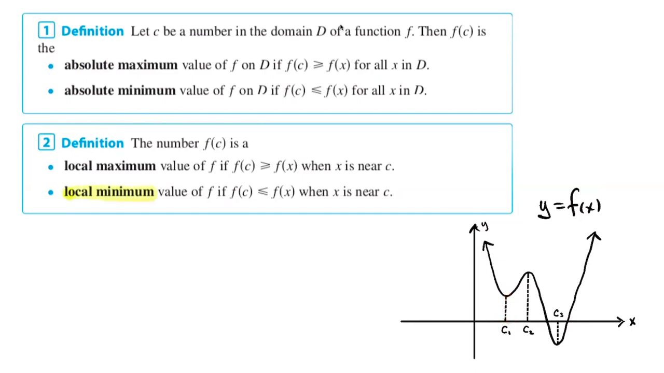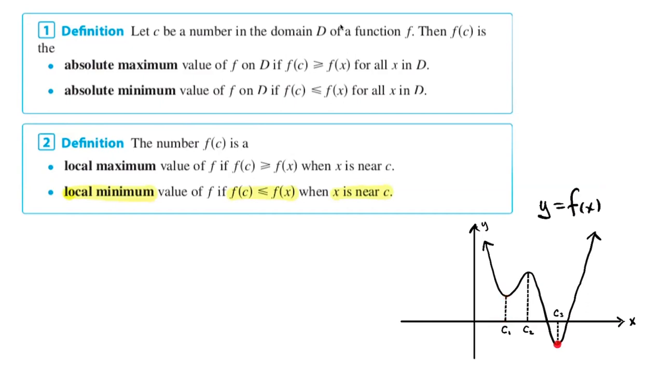A local minimum is a function value that's less than or equal to other function values, but only nearby. Looking at this point C1 over here is a nice way to visualize what I mean by a local minimum. There are y values on the graph that are smaller than that f of C1. But if you stay near C1, f of C1 is smaller than or equal to the y values that are nearby it. So it's a local minimum.